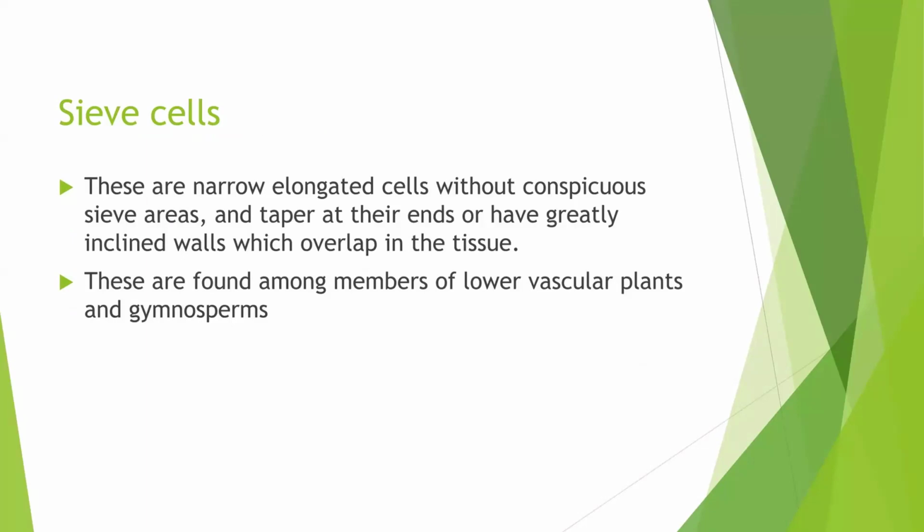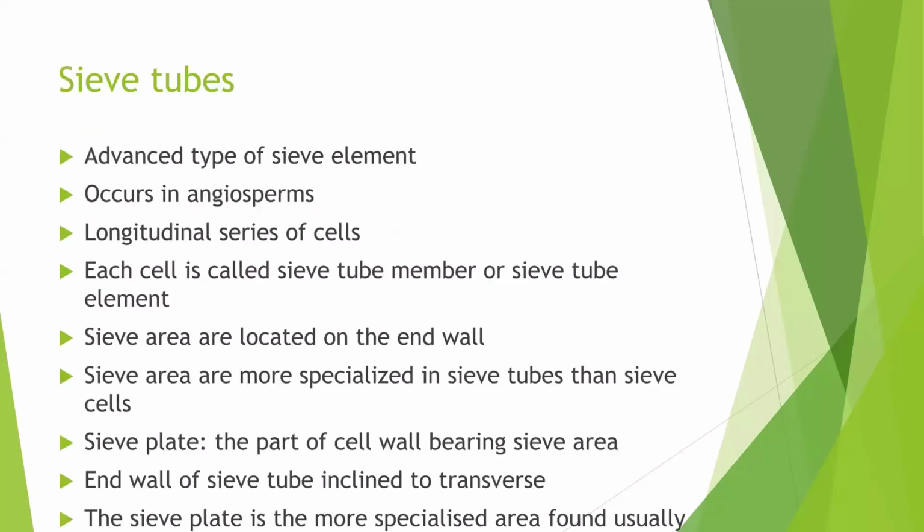So these are the primitive ones. Sieve cells are the primitive type, and they are found among the members of lower vascular plants and gymnosperms. Next one is the sieve tubes. These are the advanced type of sieve elements, and they occur in angiosperms. These are longitudinal series of cells.